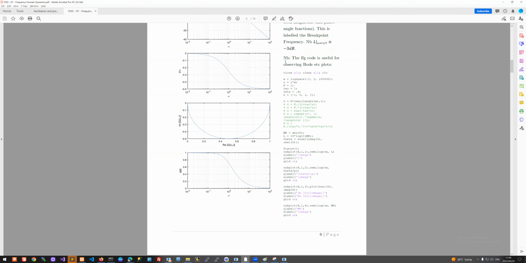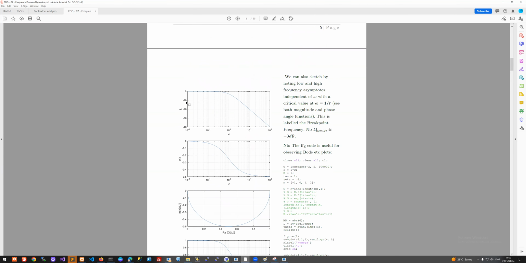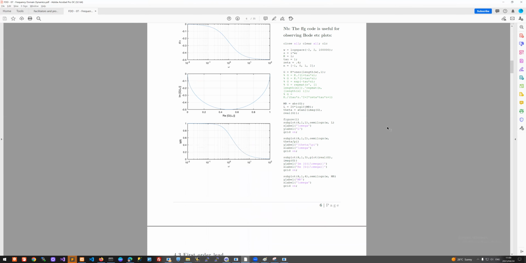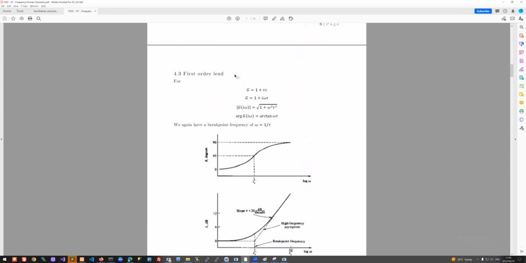And then in the so-called first order lag case, instead of going to a plus 20 for the upper asymptote, in this case, we have a minus 20 as the slope. And for the angle, instead of going from 0 to plus 90, we go from 0 to minus 90. So there's a kind of nice symmetry between the Bode diagrams when you have the first order lead and the first order lag.